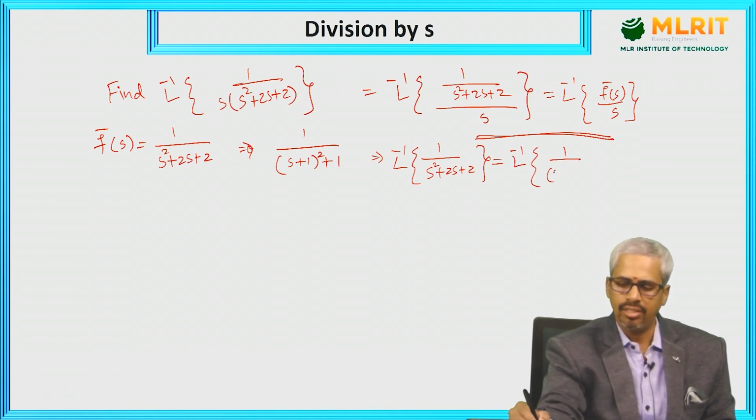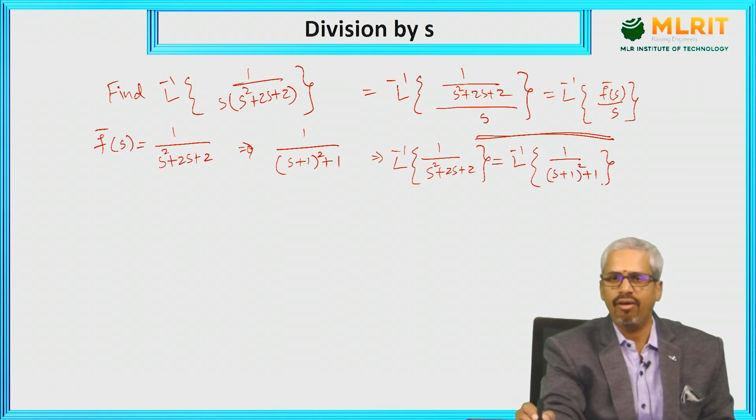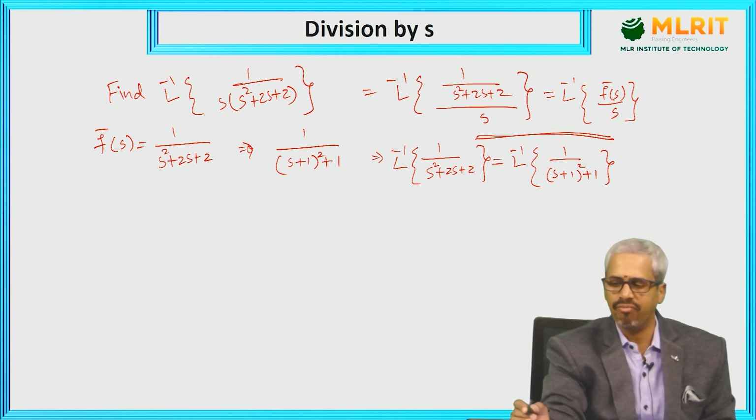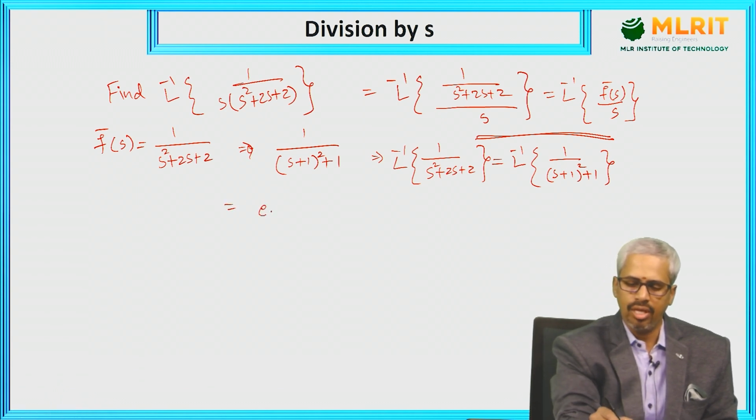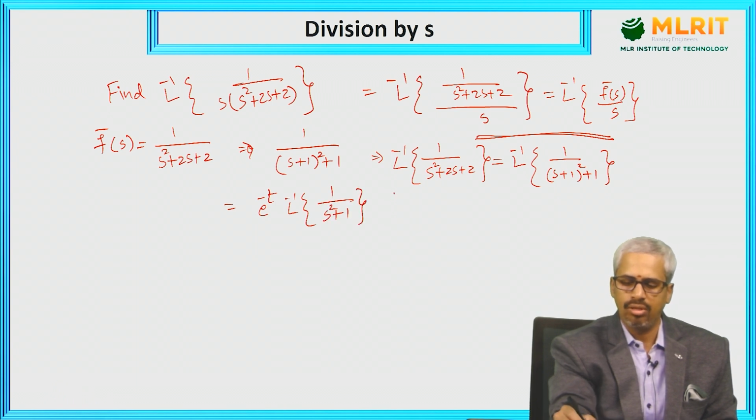1 by (s plus 1) whole square plus 1. Since we have s plus 1 terms, we apply the first shifting theorem. Using the first shifting theorem, how can we write this? e power minus t into L inverse of 1 upon s square plus 1.